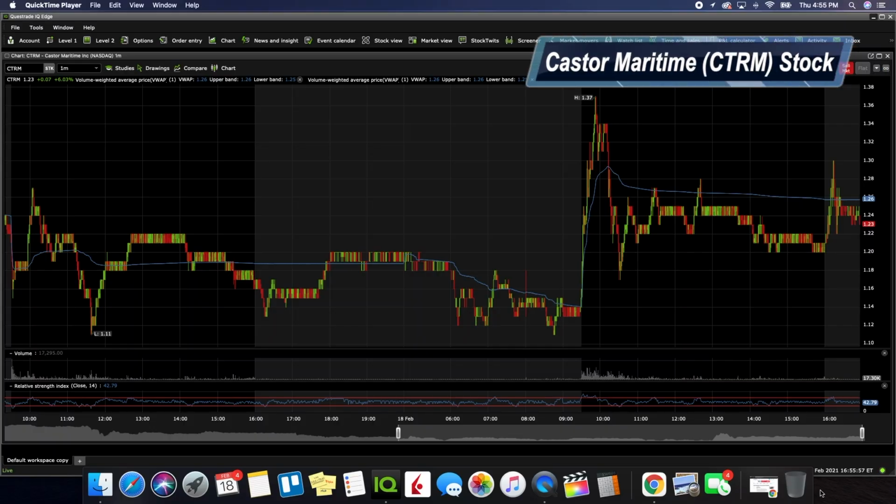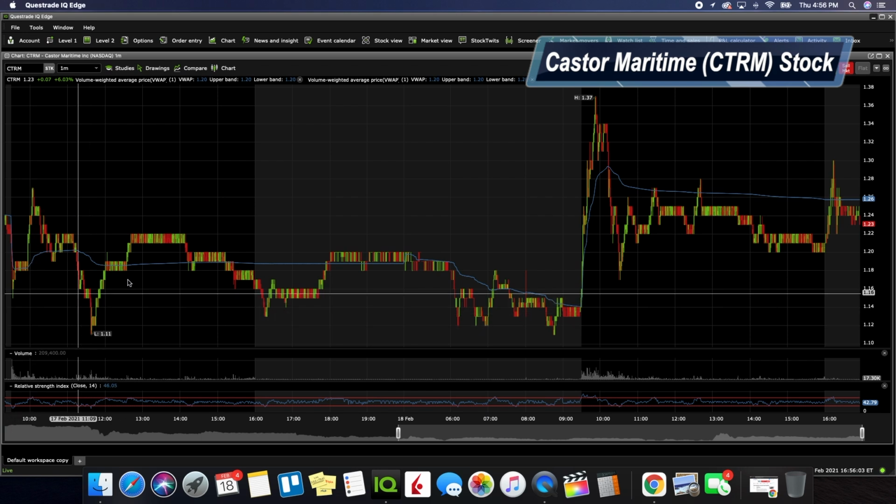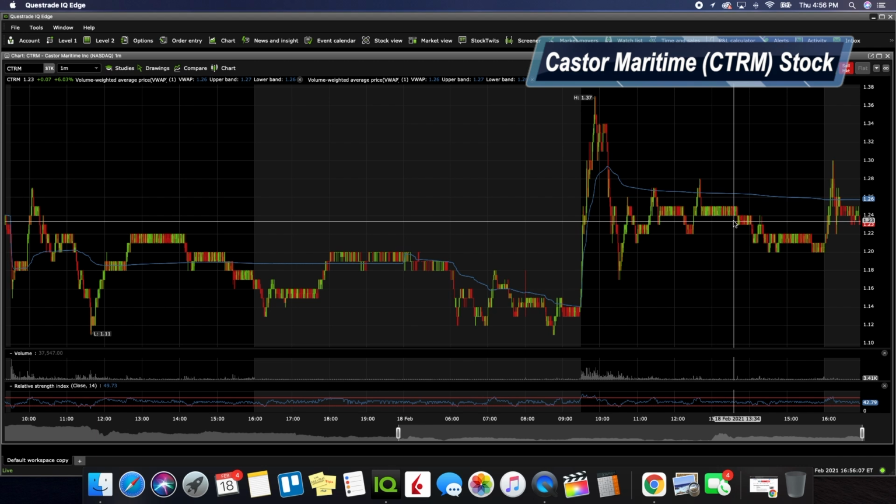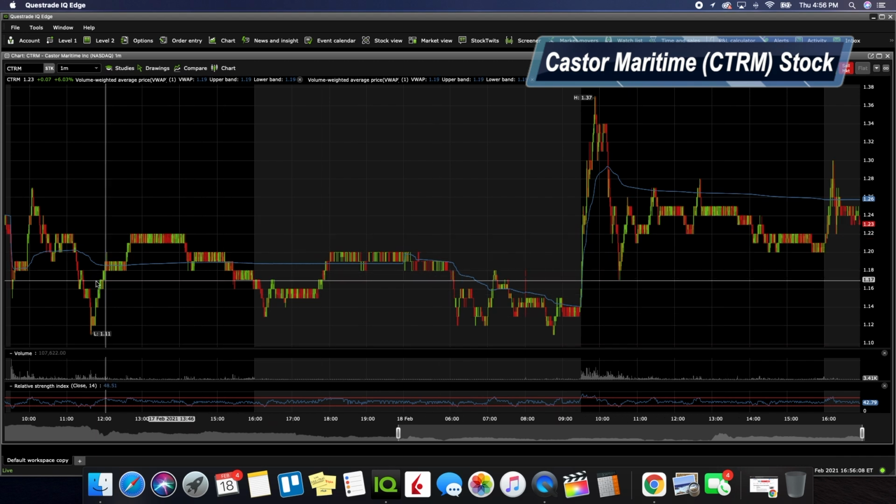We're going to be doing a technical analysis on CTRM. So we're looking at it from yesterday. So this was yesterday, February the 17th. And then here's today at February the 18th. And we'll make adjustments as we go forward.